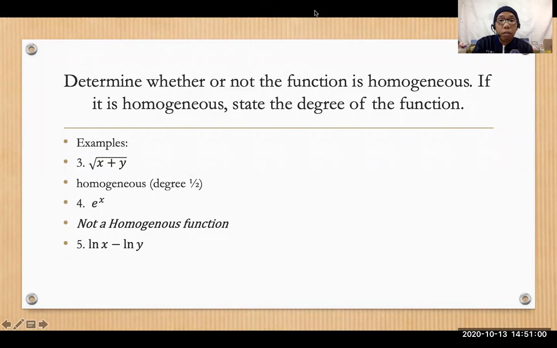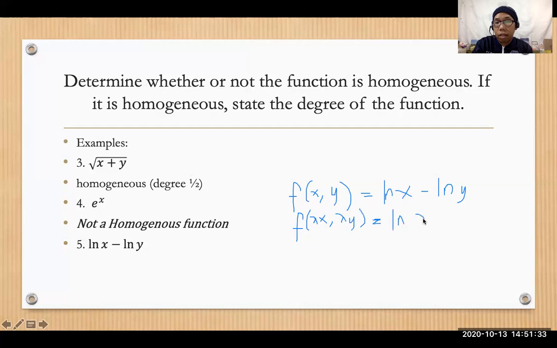Okay, if our given function is ln of x minus ln of y, and we apply lambda, replacing x by lambda x and y by lambda y, this is ln of lambda x minus ln of lambda y. So how do we remove lambda here?